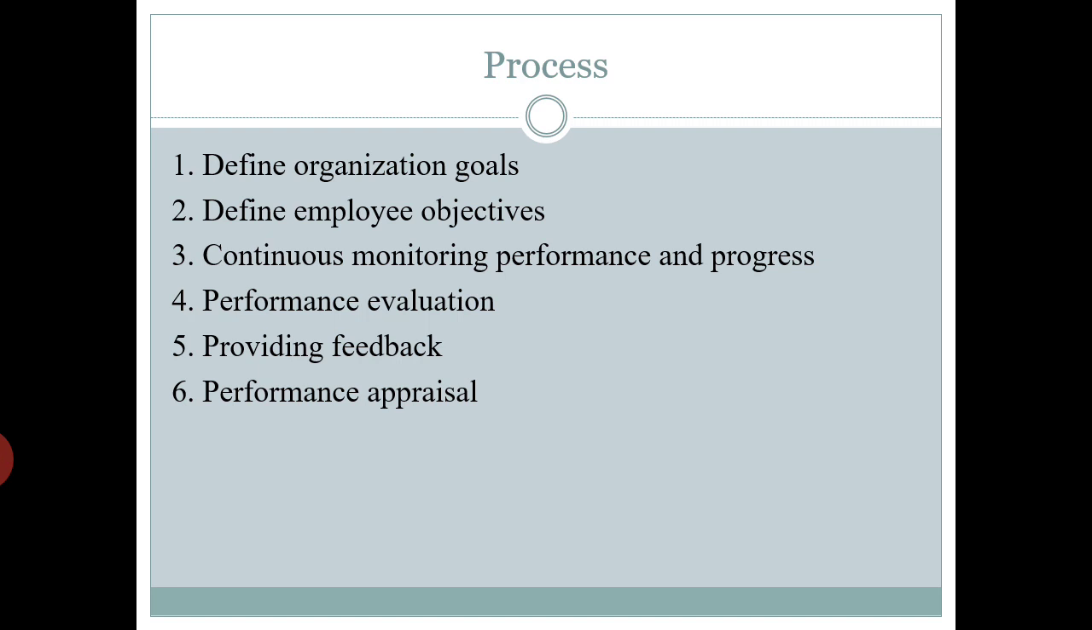Then the second thing: define employee objectives. Defining employee objectives means defining objectives which are related to employees. What is done here? Once the employees are briefed about general objectives, plans and the strategies to follow, the managers can start working with their subordinates on establishing their personal objectives.